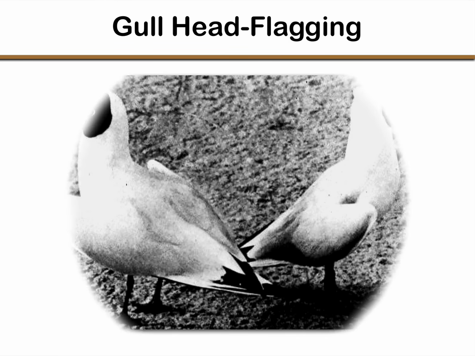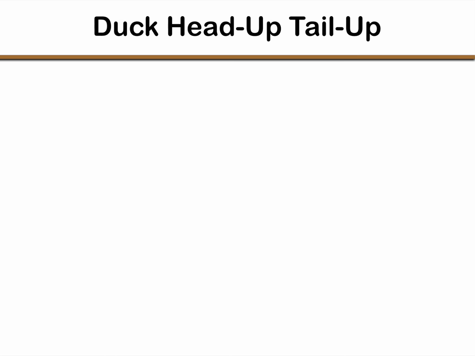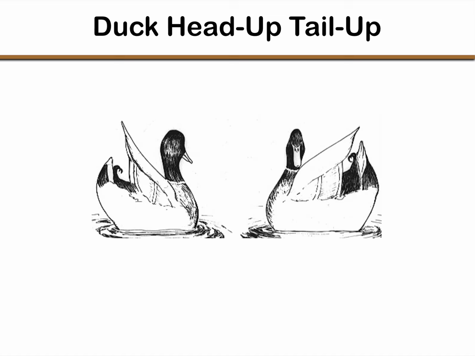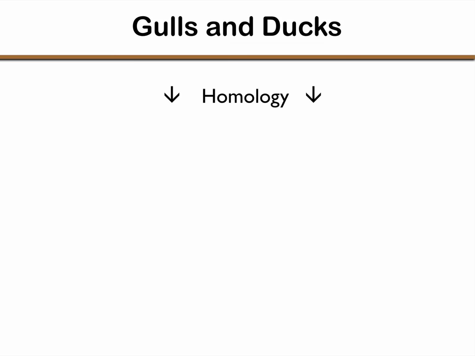And behaviorally, there's a display that gulls do. A whole variety of gull species do this display. It's called head flagging. And the point that I'm trying to make here is how part of this display involves them turning the back of their heads to one another, even if only for a moment. Well, ducks do something called a head-up, tail-up display, and a component of that is also turning the backs of their heads to one another. So they look similar, but they are analogous between gulls and ducks, not homologous.